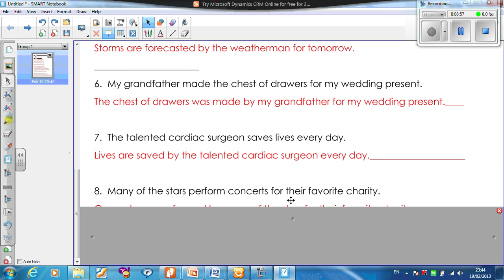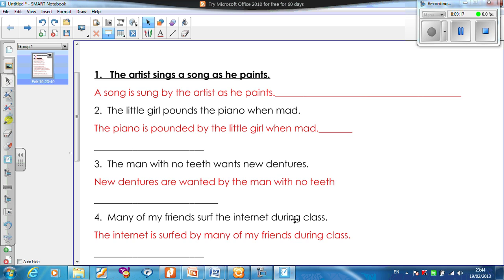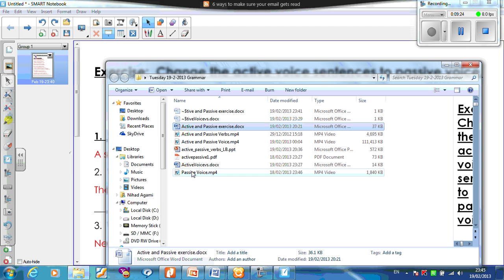Many of the stars perform concerts for their favorite charity. Concerts are performed by many of the stars for their favorite charity. Now, these were examples to change from active to passive. Now let's watch some videos.